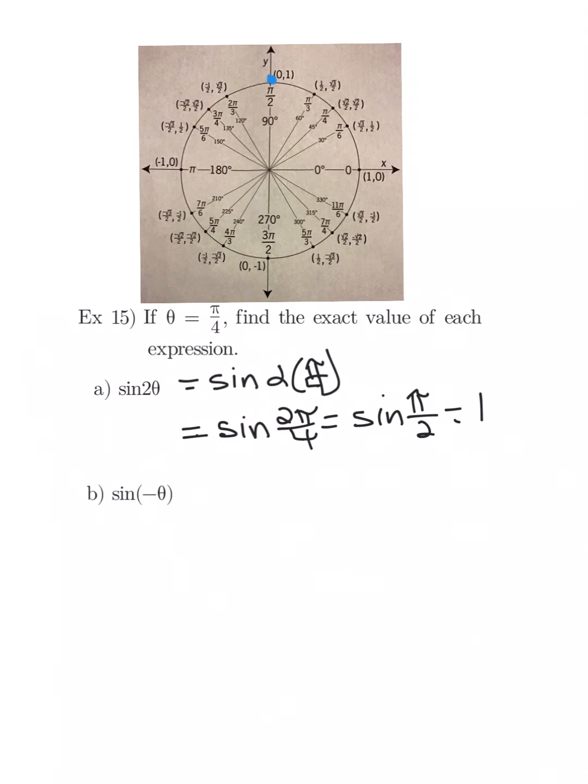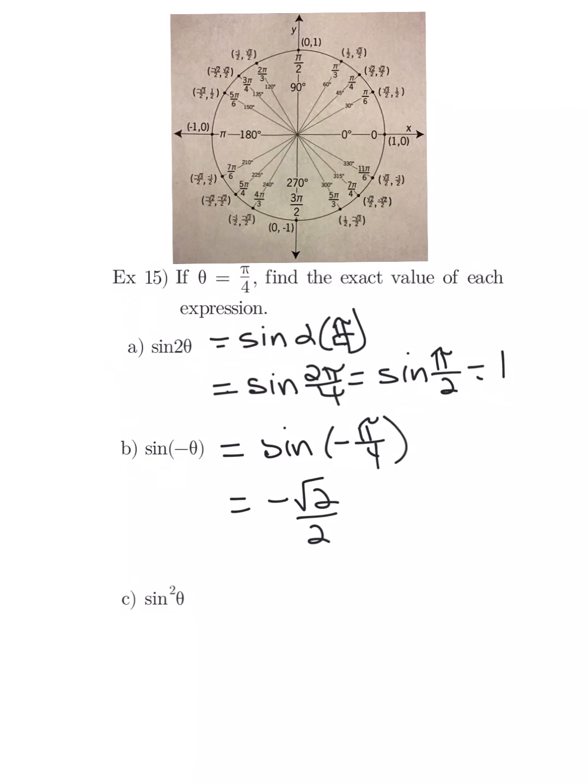On our second example, we are asked to do the sine of negative theta. If we put our assigned value for theta in, we will be doing the sine of negative pi over 4. What that's asking us to do is start at 0 and go down to pi over 4. So we are using this point. The sine is the y value, so the y value at that point is negative square root of 2 over 2.